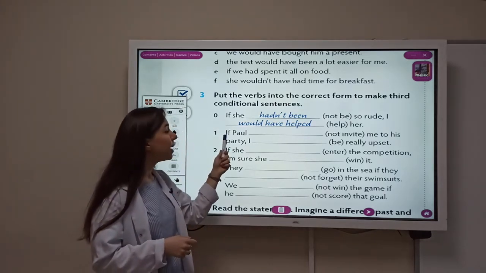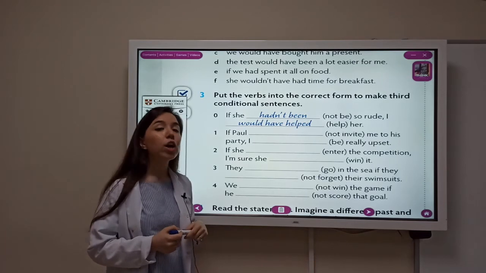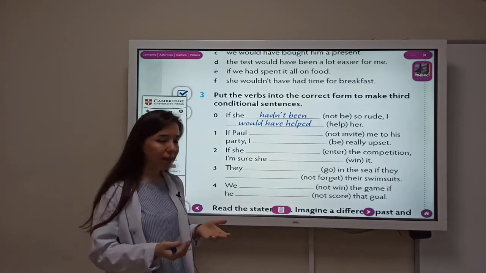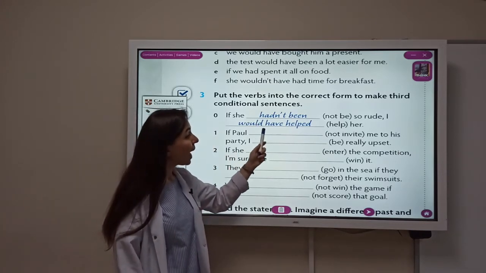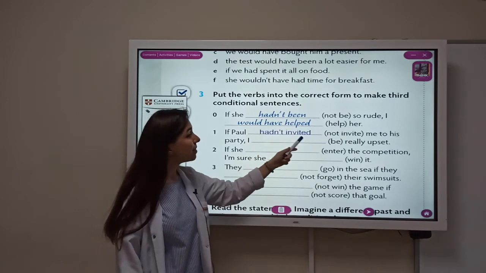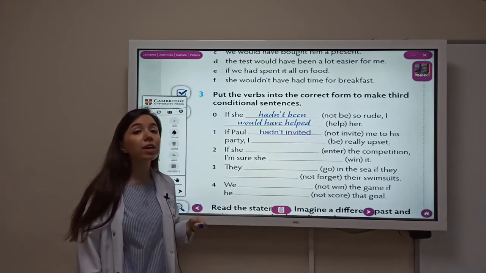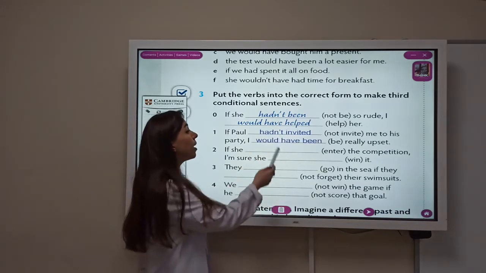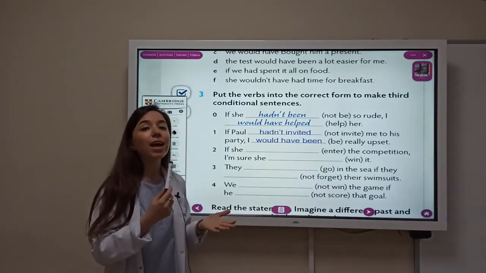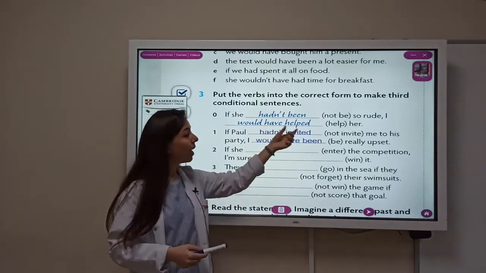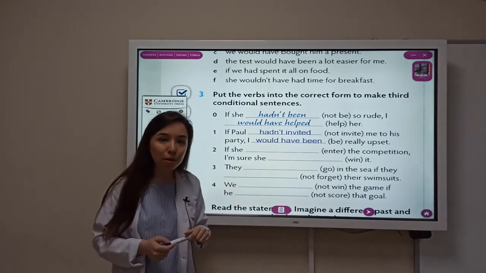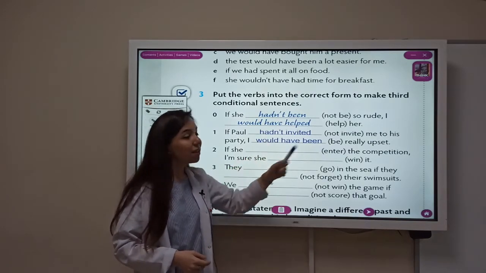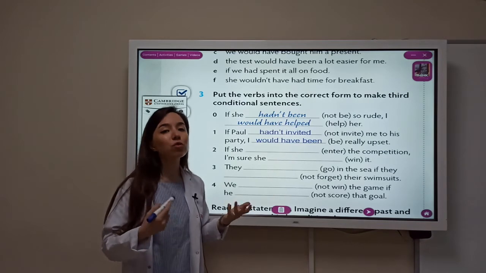Look at here, again our sentence started with if. So after if, we need to write past perfect, yes? Past perfect tense of the verb. If Paul hadn't invited me to his party, I would have been really upset. Yes, I would have. So here, hadn't invited, past perfect, had, because negative form, not, and invited, the past participle form of invite is invited, yes? And here, would have, past participle form of our verb, that verb is be, so it's been.